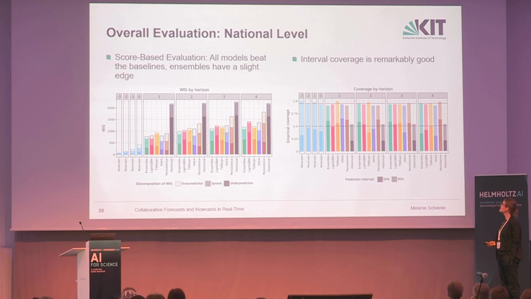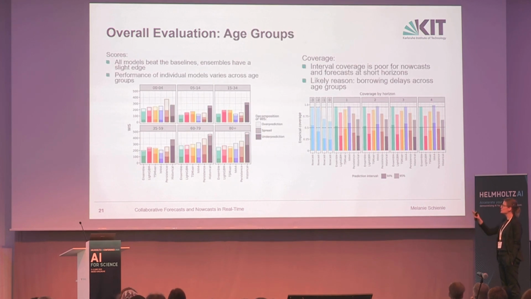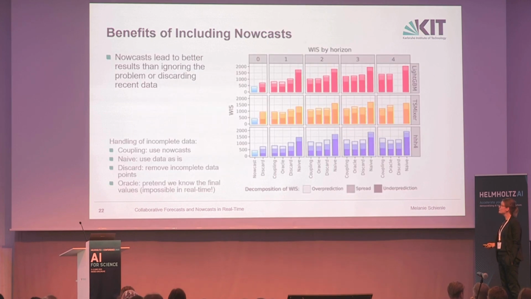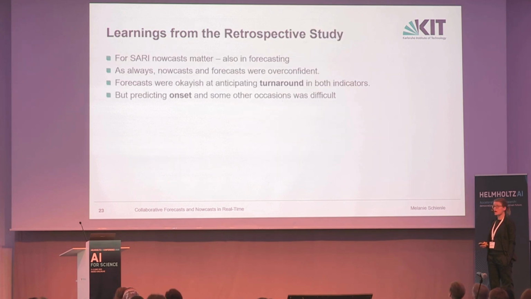And the interval coverage seems to be remarkably good. If you do this across age groups, you find more intricate things about the particular models. But let me point to what we were initially interested in: do these nowcasts actually have an effect, or don't they? And this is what this graph is telling you. If you compare to the case when you knew the right value, that's the oracle, the score is the same. And if you discard the recent value or take a naive approach and use the data as it is, your forecast is performing worse. This is across all types of models, not just simple statistical models, but also machine learning models; the scores are getting worse. So the takeaway message here is: use the nowcast for your forecasting task.